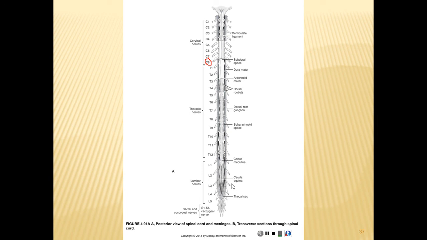And then you see the conus medullaris here between T12 and L1, ends pretty much at the L1 level. You see a good picture of the thecal sac, the cauda equina.